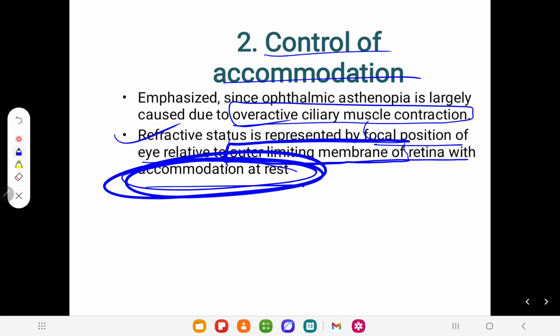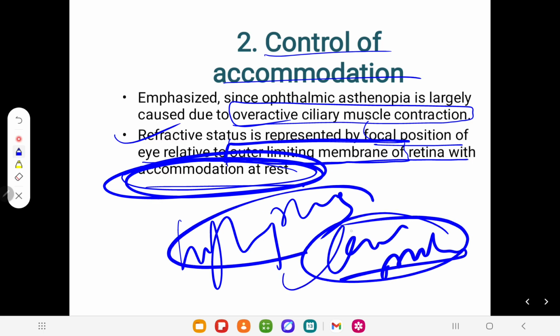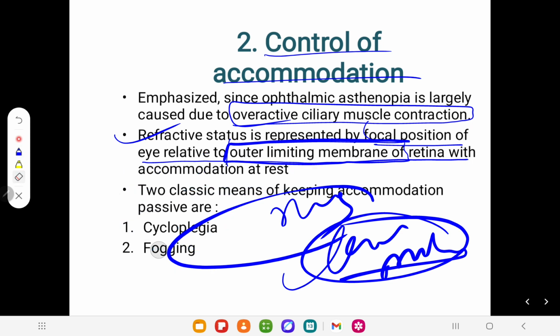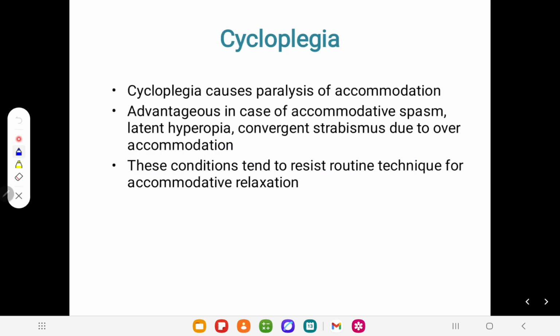That's why I have already told you that high plus and low minus, minimum minus, these things also keep the accommodation at rest. Okay. So what are the two things that we can do to keep accommodation as passive as possible? Cycloplegic drugs and the fogging technique. Cycloplegics are basically common. The name itself: cyclo, ciliary muscle, plegia, paralysis. It means basically paralysis of accommodation.